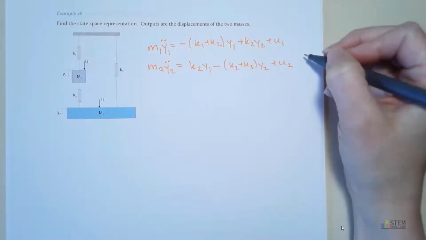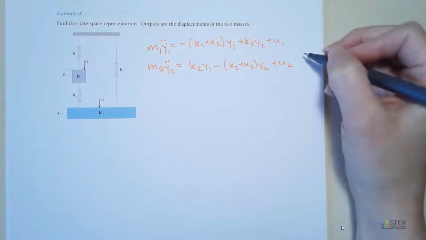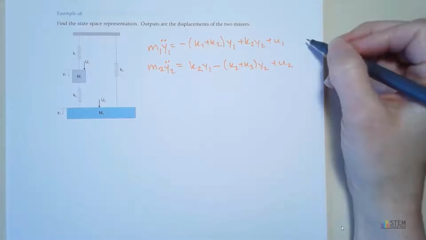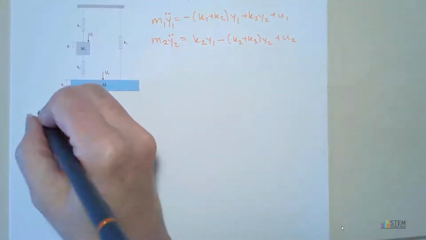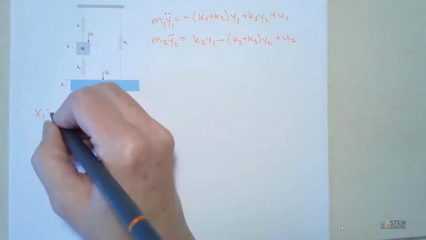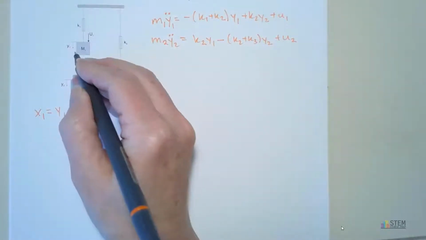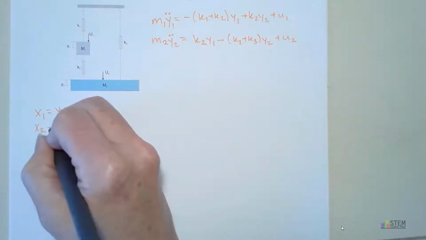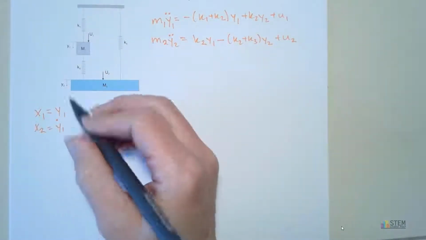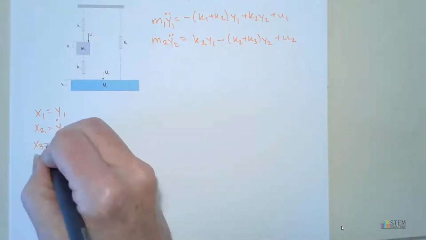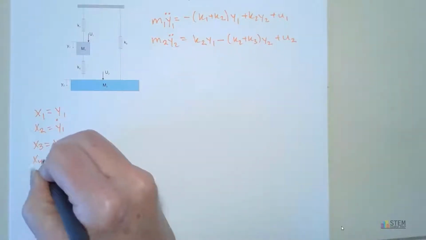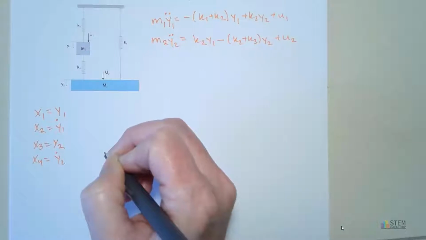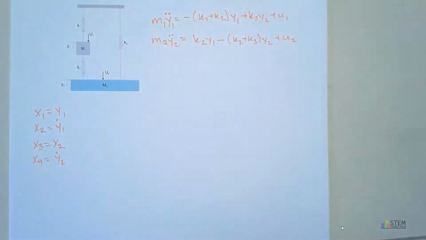Now what we want to do is create our variables, so our state variables. Now remember I said we had to have a position and velocity for each mass. That means in this problem we're going to have 4 variables. All right, so I'm going to call them x1. That's going to be y1, so displacement of m1. x2 is going to be y1 dot. That's the velocity of that mass. x3 is going to be y2, so displacement of m2. x4 will be y2 dot, so velocity of m2.